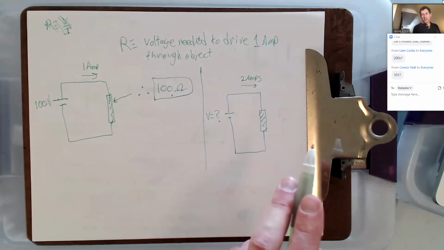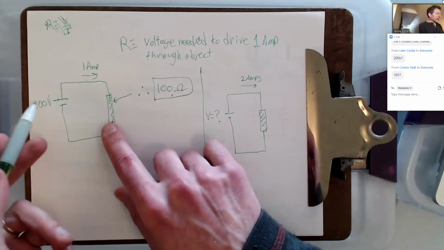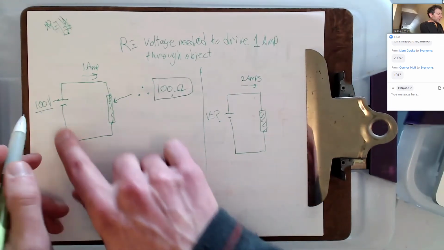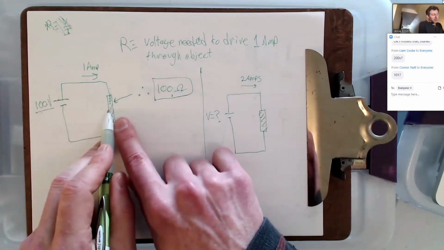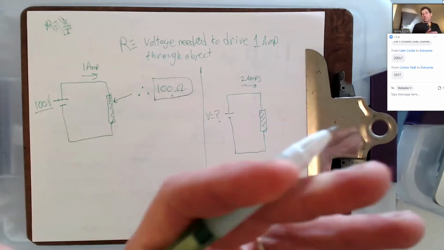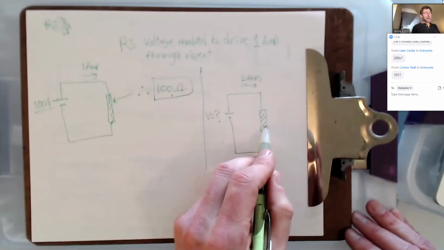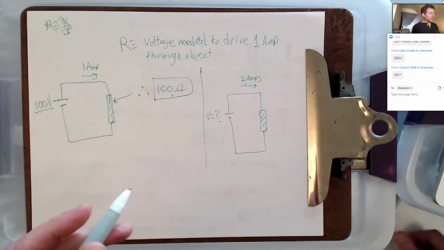This is what Ohm's law says. So Liam, your guess: it took 100 volts to get 1 amp through this object, so probably 200 volts would push 2 amps through it. Sort of stands to reason. The harder you push, the more current you'll get through. What you just assumed, Liam, is what's called Ohm's law.